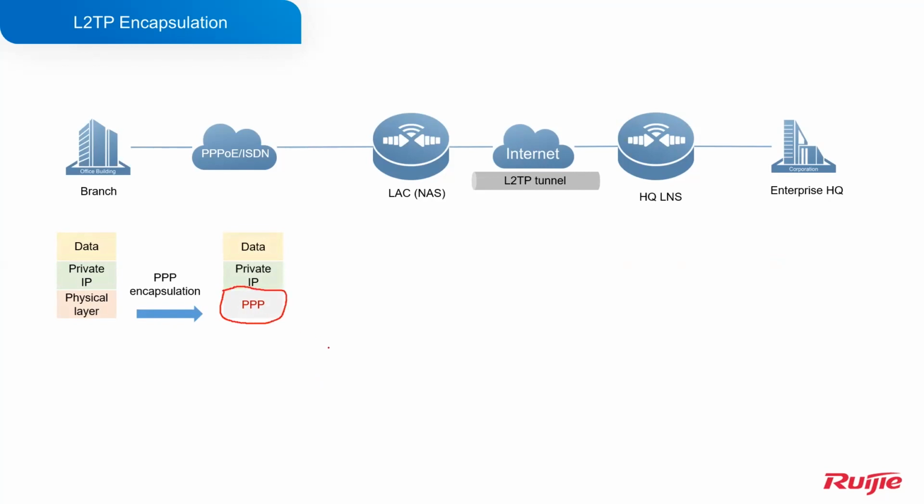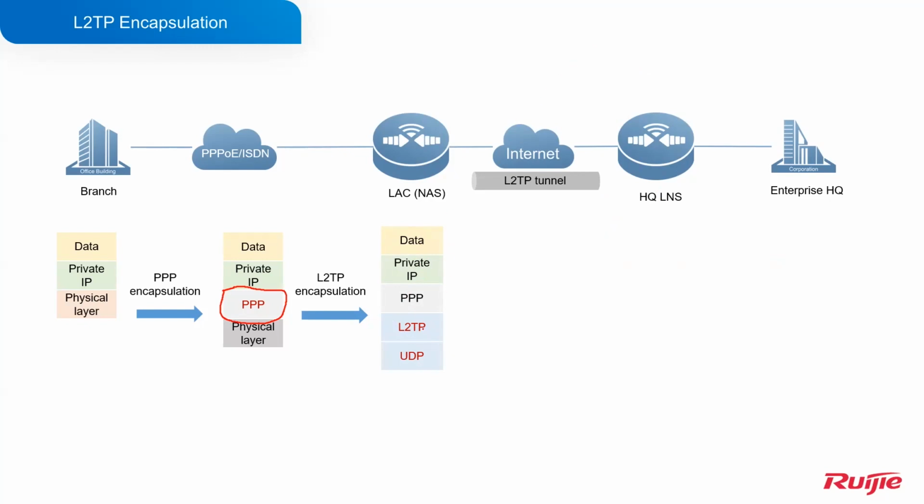This encapsulation is different from your Ethernet, okay? And then the physical layer turns them into 1010 bits and sends the message out. This message will be sent to our LAC device. We will do the L2TP encapsulation, including the PPP. We will add a new L2TP header, and this header will help us forward the message to the LNS device. Maybe in your network, you have another device, right?